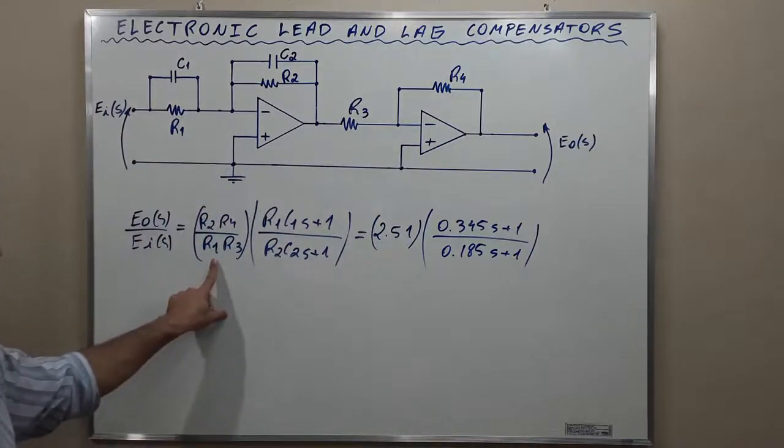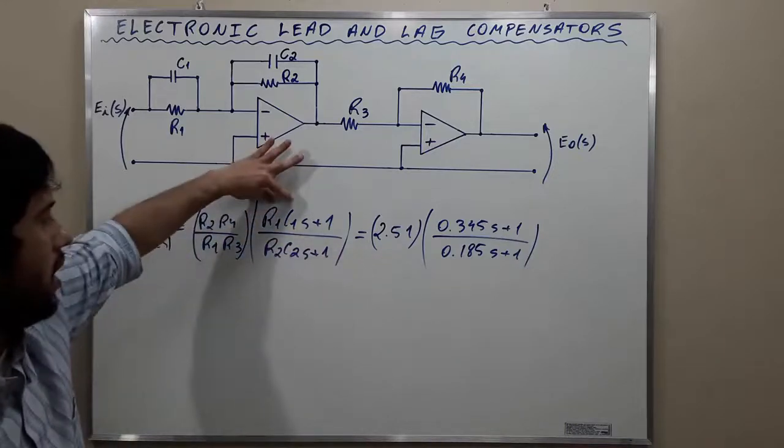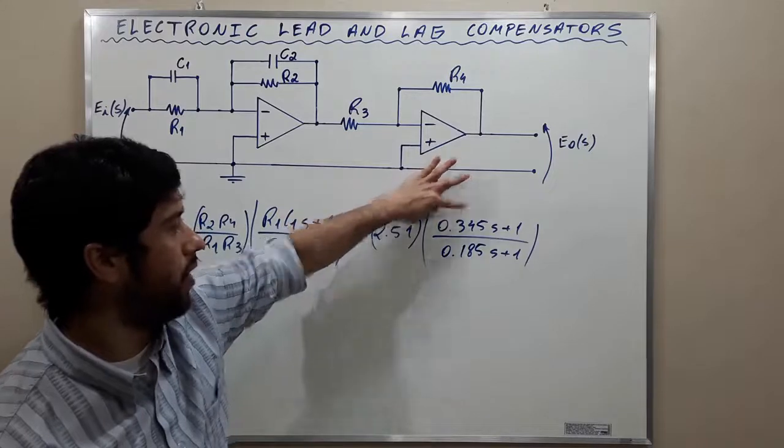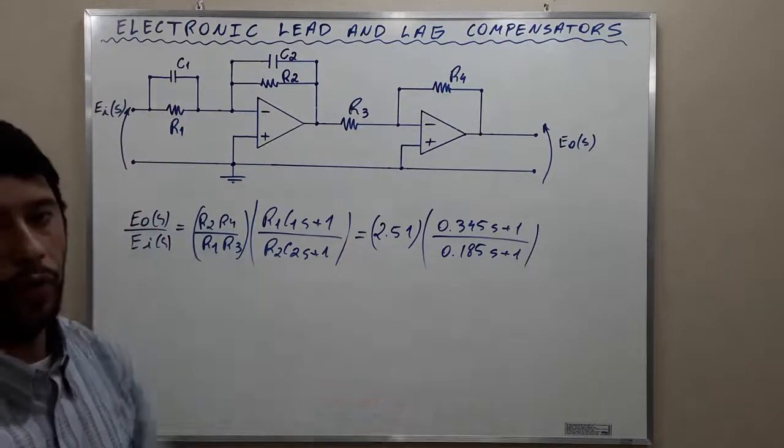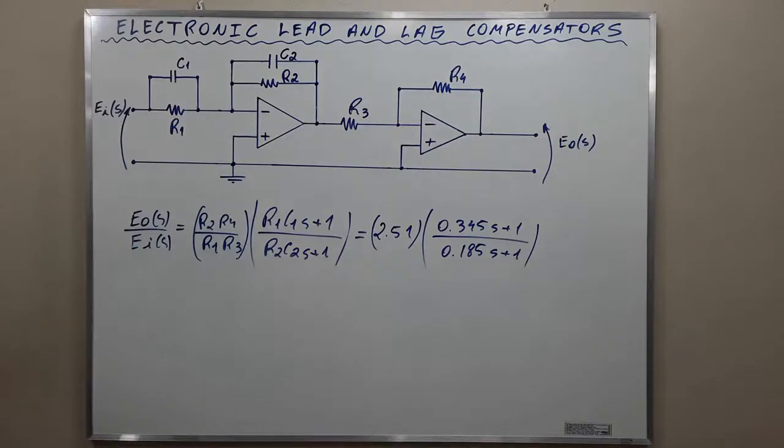So this term R2R4 over R1R3 has to be equal to 2.51, R1C1 equal to 0.345, and R2C2 equal to 0.185. In this way, with these values, we will force the root locus plot of the compensated system to pass at the desired closed loop poles. Okay, my friends? This is how we implement a lead compensator. With these values of the resistances and the capacitances, using operational amplifiers, we will force the root locus to pass at the desired closed loop poles. And the system will behave in accordance with what we wish, and thus meet specifications.